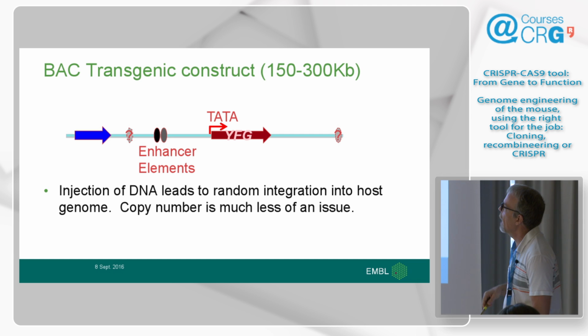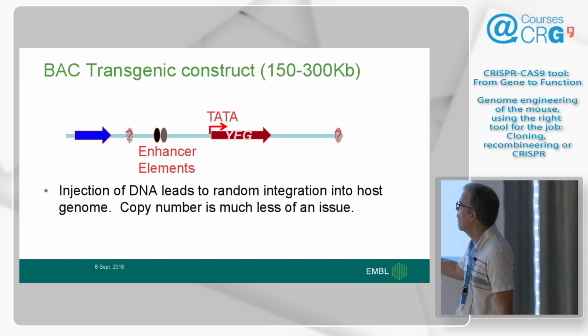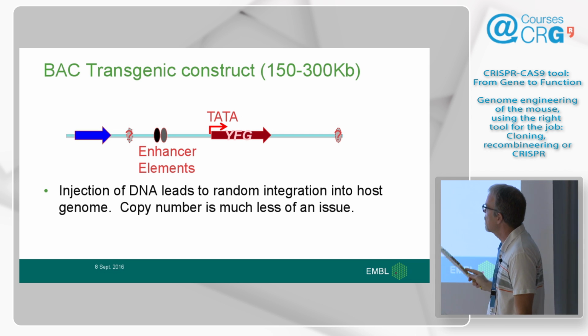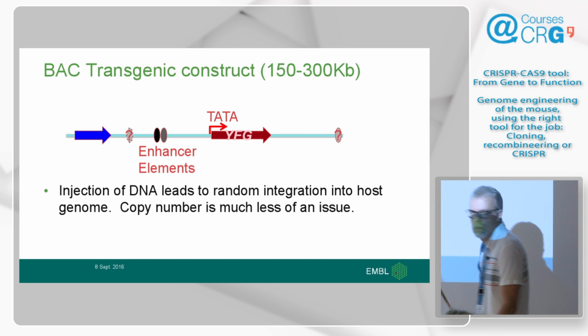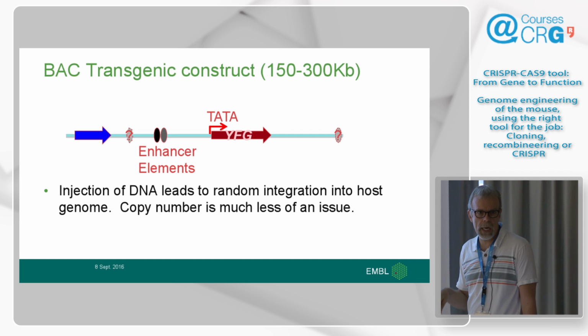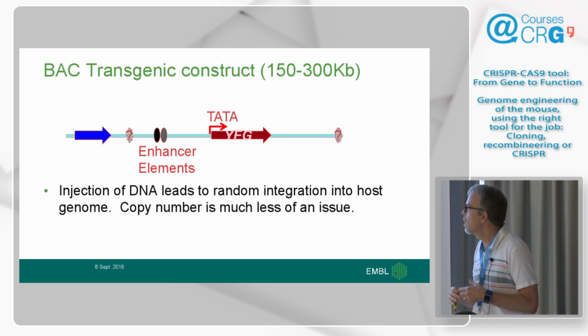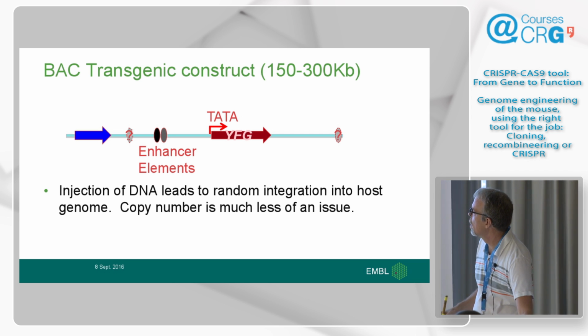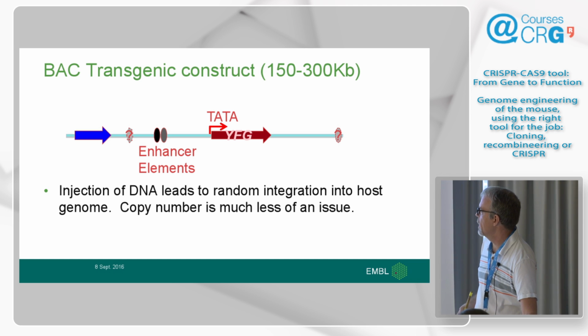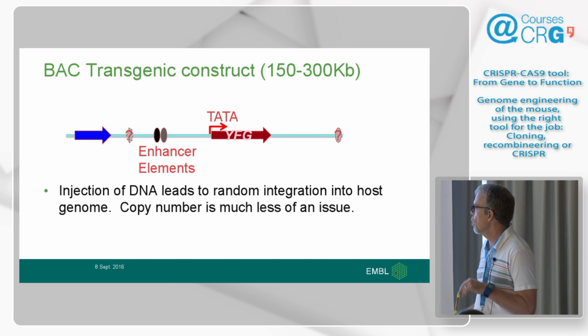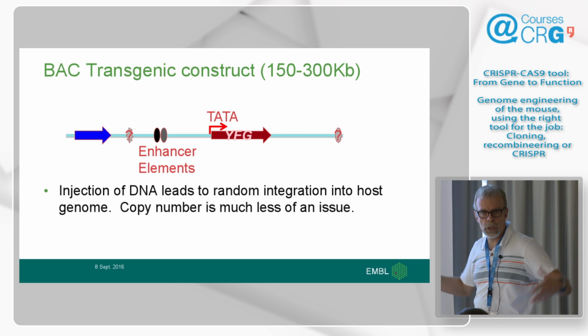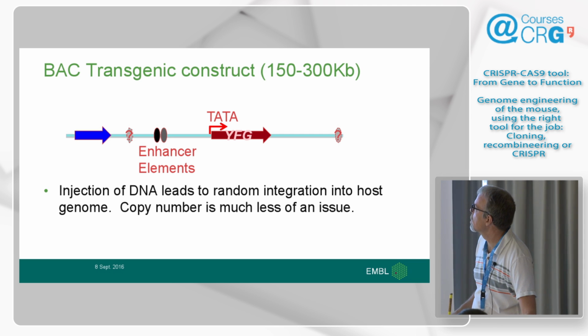In contrast, a BAC transgenic is huge, 150 to 300 kb. Again, we have your favorite gene here, but in this case, there can be enhancers tens, hundreds of kbs away from that gene that influence expression. And so you're really bringing all the material along with it. So injection of the DNA also leads to random integration, which can cause its own problems, but the copy number is much more likely to be less of an issue. And since you're bringing all the expression stuff with it, it tends to be wild type levels. Okay.